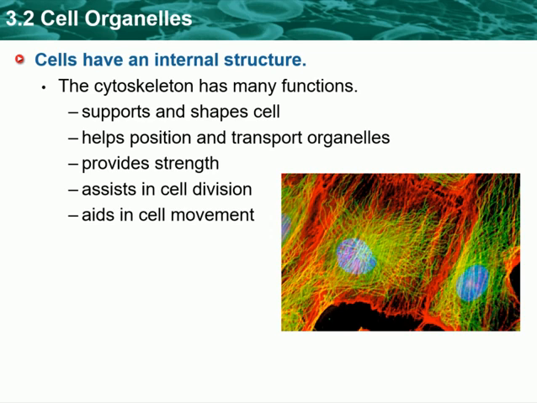Intermediate filaments, which are somewhat smaller than microtubules, give a cell its strength. Microfilaments, the smallest of the three, are tiny threads that enable cells to move and divide. They play an important role in muscle cells, where they help the muscle contract and relax.